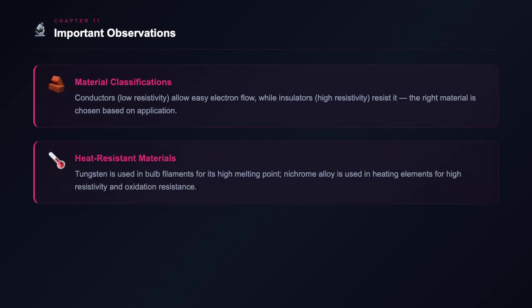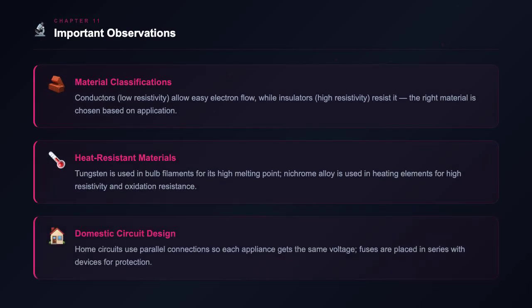Materials can be classified into conductors, insulators, and semiconductors. Conductors have low resistivity, allowing electrons to flow easily. Insulators have high resistivity, resisting electron flow. The choice of material depends on the application. Electric bulb filaments are made of tungsten due to its high melting point.